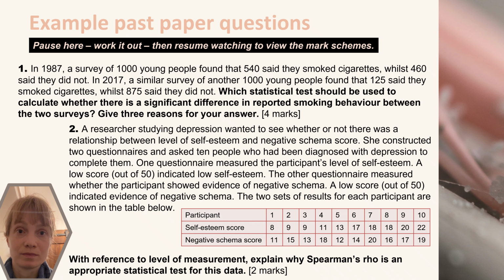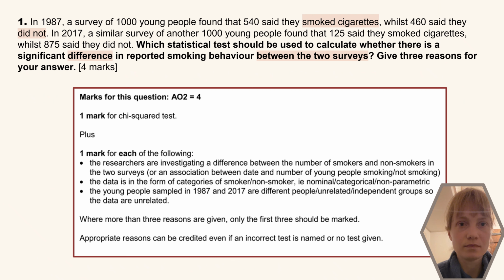Let's get practical. Here's an example of how AQA might assess this in the exam. Pause again now to work out your answers. Here they're comparing smoking behavior in 2 different years using 2 independent samples. This is a difference between independent groups with nominal data, smokers versus non-smokers. So the correct test is the chi-square test. You would only get 1 mark for naming the correct test. The additional marks you gain for listing your 3 reasons.